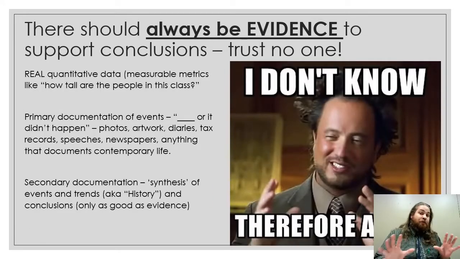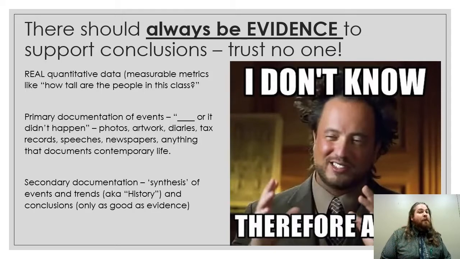And so, first and foremost, the first rule here: "I don't know, therefore aliens" is never an excuse for anything. There should always be evidence to support conclusions, and you shouldn't trust people just because they tell you something is true. And I'm saying that as your teacher. There should be real quantitative data, measurable metrics, like how tall are the people in Mr. Moeller's class? Or there should be primary documents from that event. Pictures, artwork, someone's journal, diary, a newspaper, video, anything that's going to document our life that we're living now.